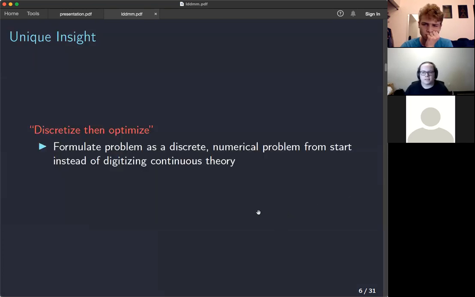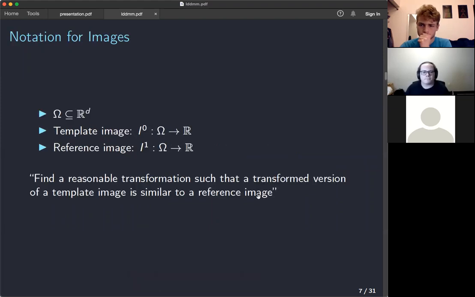The insight of this thesis is to discretize, then optimize. Namely, first you formulate the problem as a discrete numerical problem from the start, instead of starting with a continuous theory and then digitizing it at the end. I'm going to go with the latter approach. I'm going to talk about the theory first and then how we're digitizing this. But in the application in this thesis, they go over formulating the problem as numerics from the start. So, just some quick notation for the images.